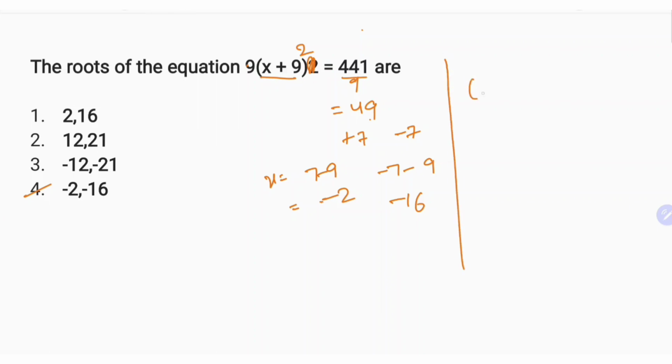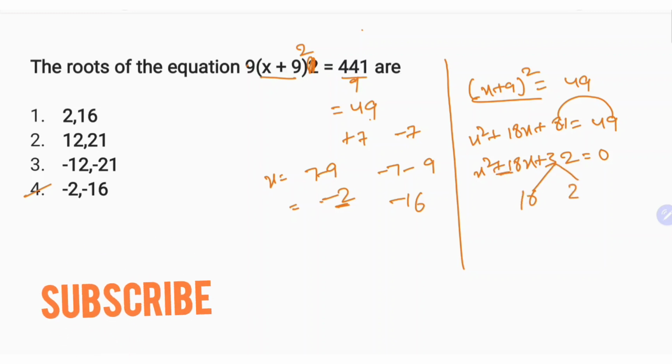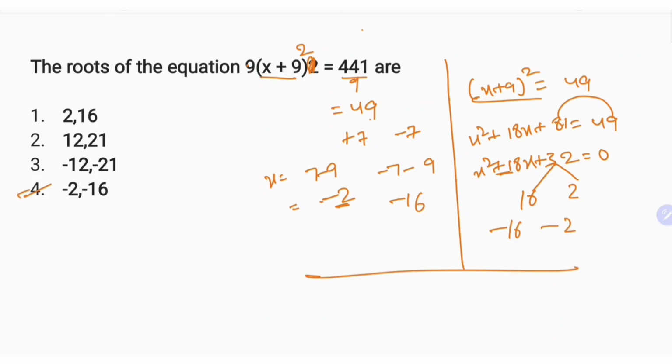I can write like this, x plus 9 whole square equal to 49. I'm expanding this: x square plus 18x plus 81 equal to 49, x square plus 18x plus 32 equal to 0. Here one root is minus 2, obviously the other is minus 16, so minus 16 comma minus 2. Choose whatever you wish, but this is the best method for solving the question very quickly.